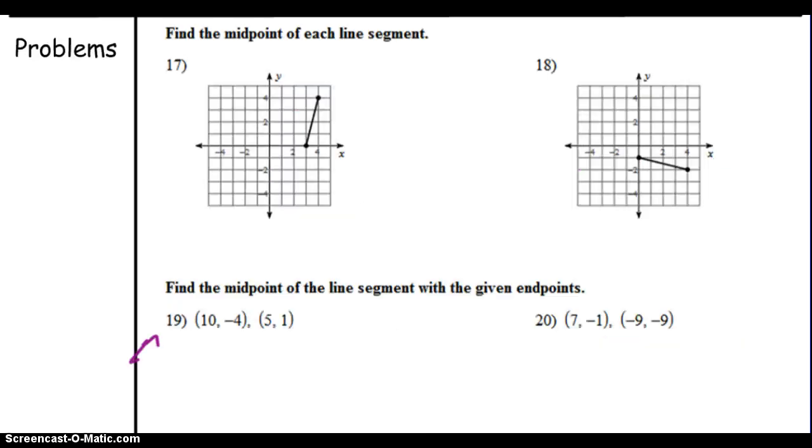Let's try and apply it. So for something like 17 and 18, you can either choose to find the midpoint by doing half the rise and half the run, like you saw above, or you can use the midpoint formula. I'll do both right now.